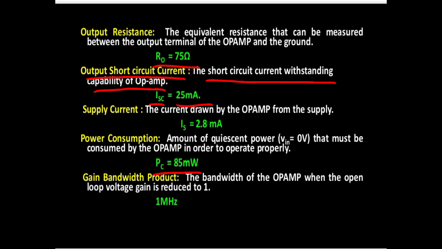Coming to the last parameter of the op amp, that is gain bandwidth product. Gain bandwidth product is defined as the bandwidth of the op amp when the open loop gain is reduced to 1. Generally, gain bandwidth product is equal to 1 megahertz. That is known as gain bandwidth product.